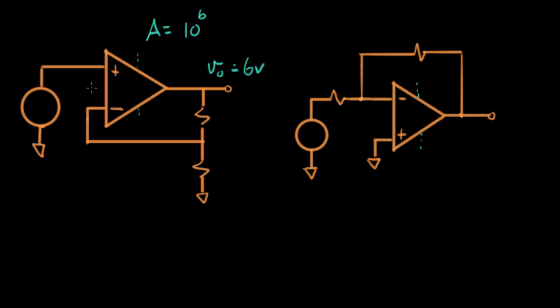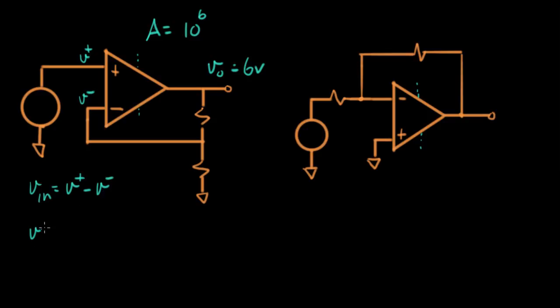V in is the difference between these two voltages here. Let's call this the usual thing. We'll call this V plus, and we'll call this V minus. And we know that V in equals V plus minus V minus. And now the question is, what is V in terms of V out?